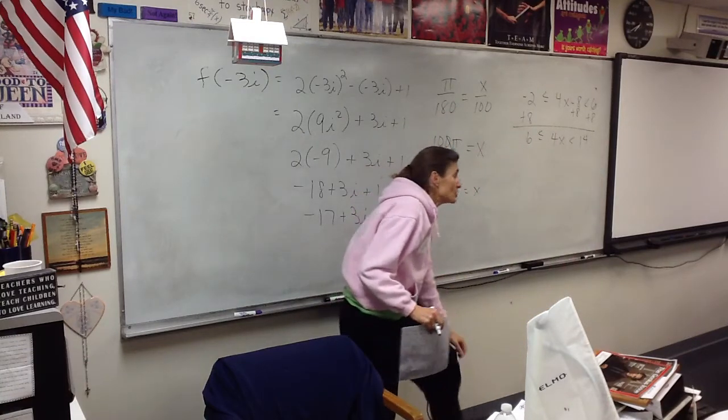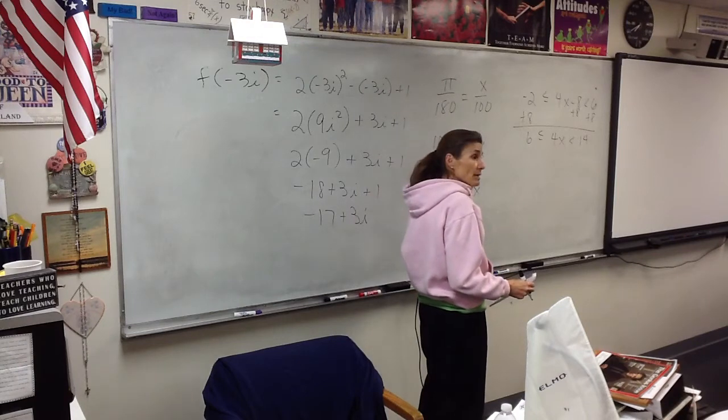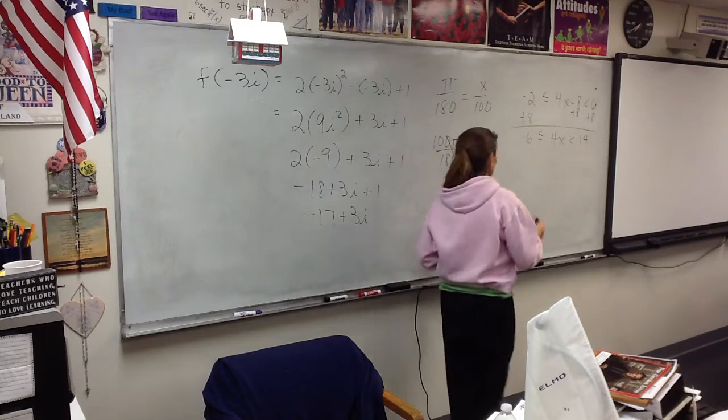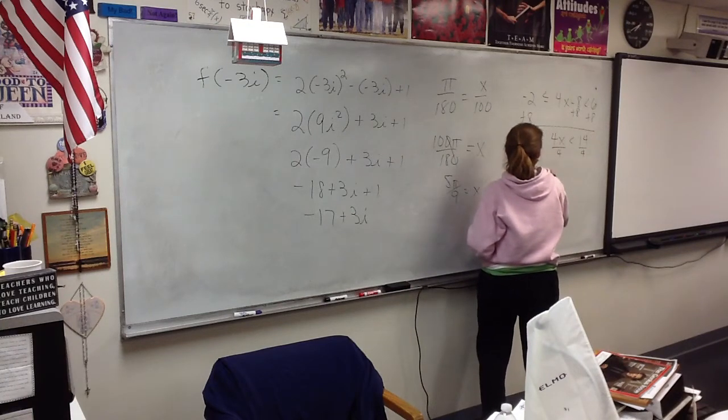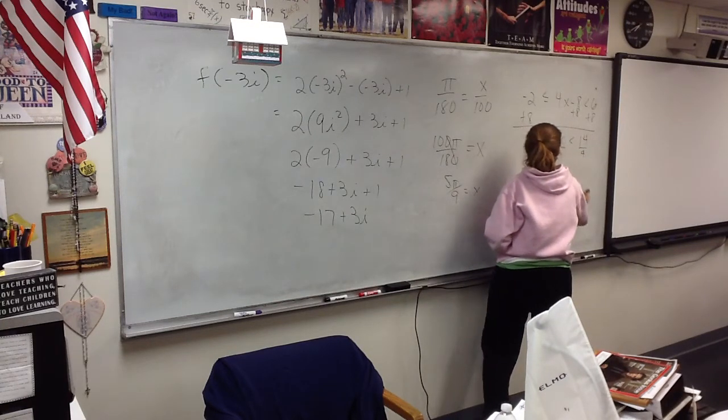Perfectly legitimate to do that. Now what will I do? I'm almost done. Divide everything by 4 all the way across. So 3/2 is less than or equal to x is less than 7/2.